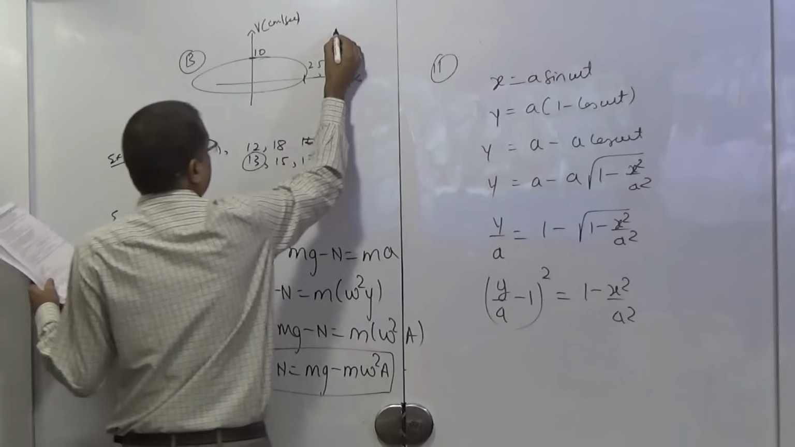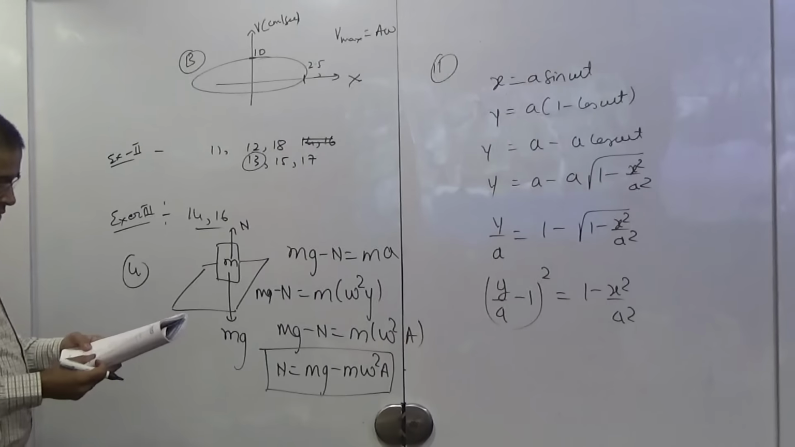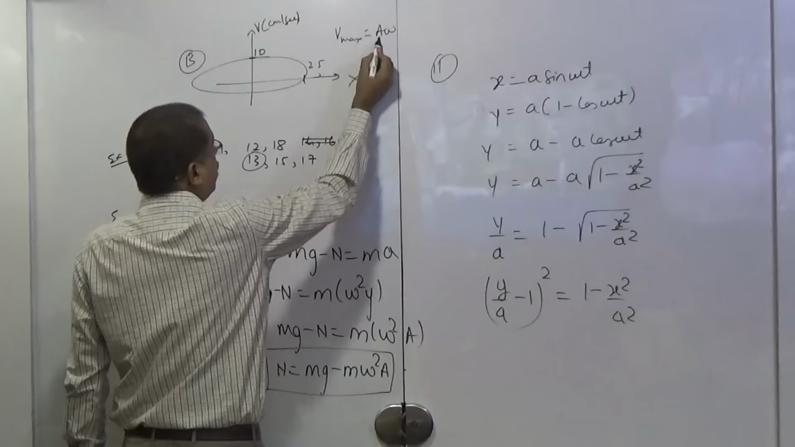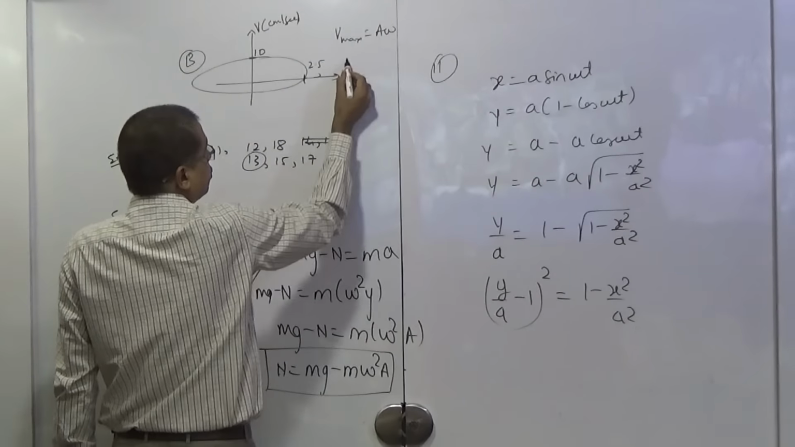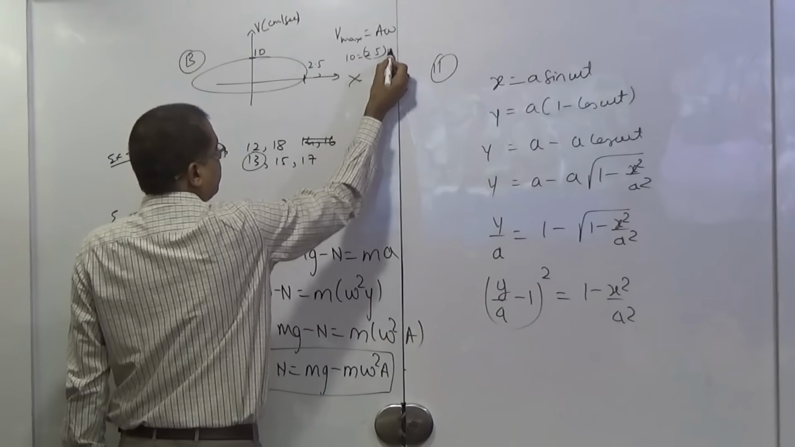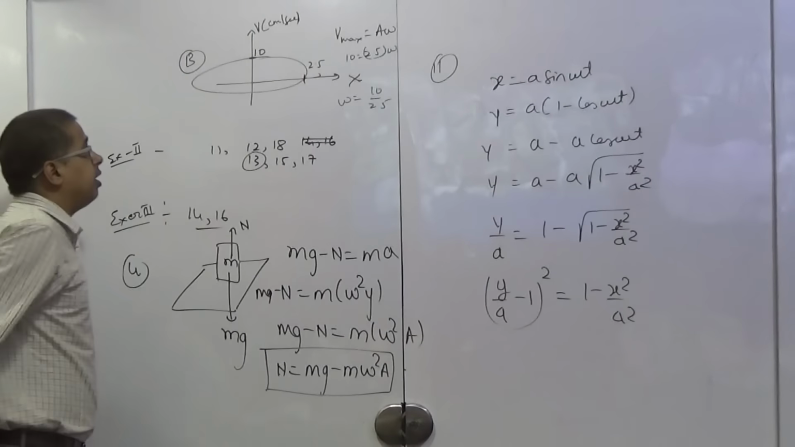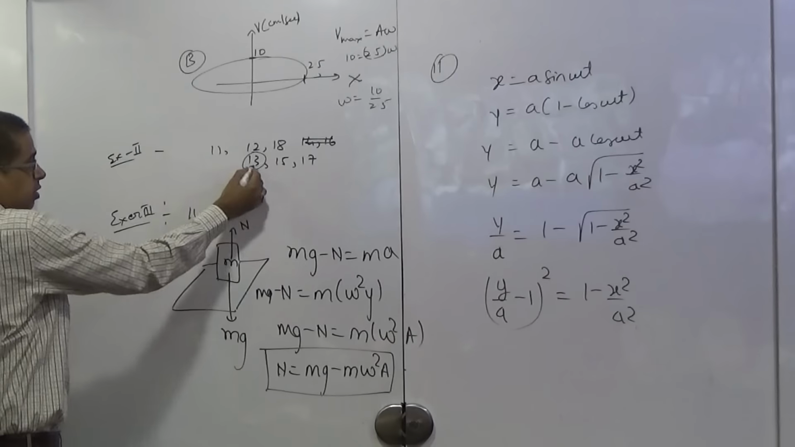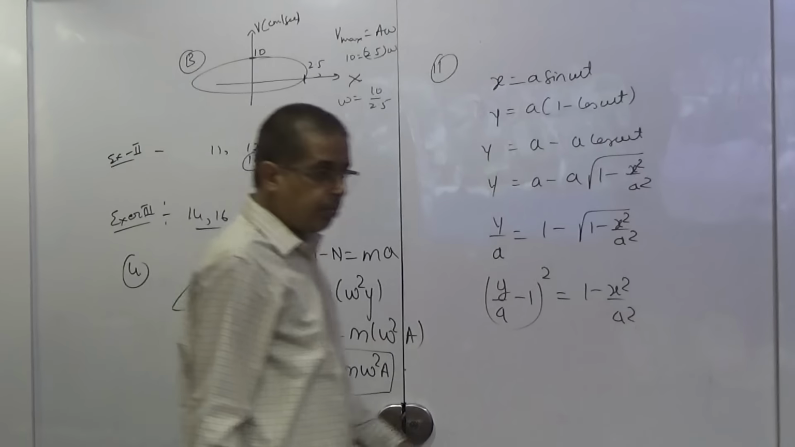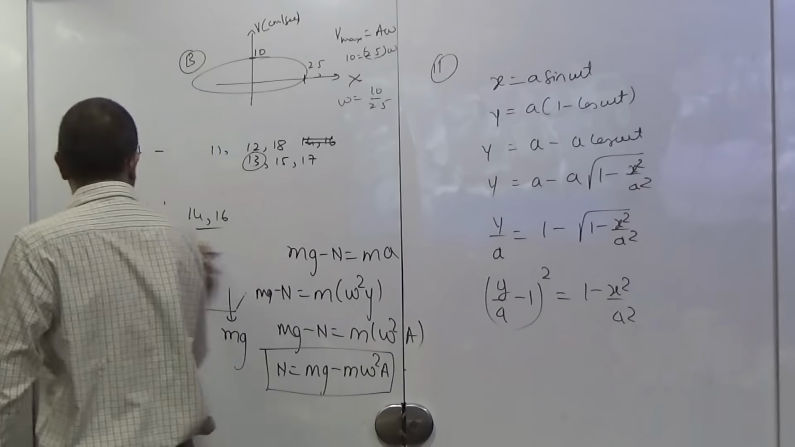See, V maximum is given to you. V maximum is A omega. Right? Amplitude is 2.5. V maximum is 10. Maximum displacement is 2.5. So 10 is equal to 2.5 into omega. Omega is 10 by 2.5. Remaining all calculations you will get from that. Maximum acceleration is omega square A. That was the 13th question. Right? Make a correction in the 13th. On the y-axis, put 10 instead of 1.